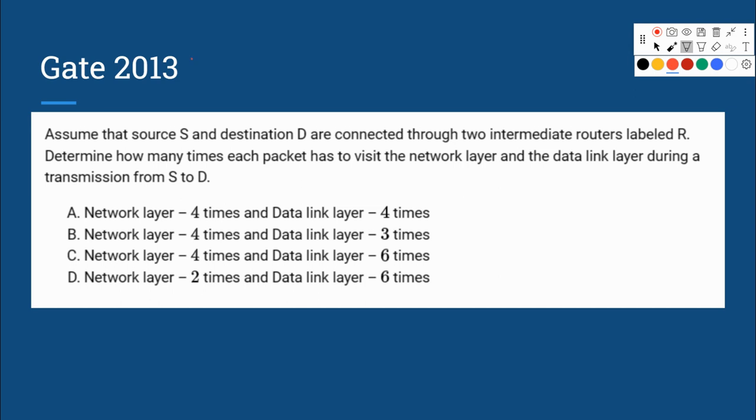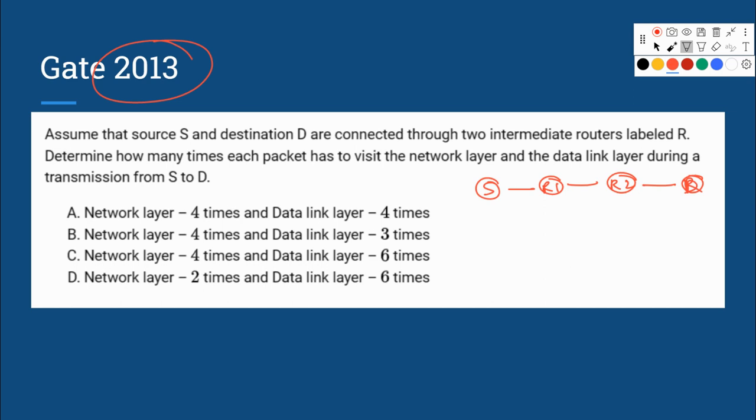Now look into the next question. This was asked in GATE 2013. Here there is a source and a destination connected through two intermediate routers. So there is a source, a router R1, a router R2, and then a destination, represented as D.